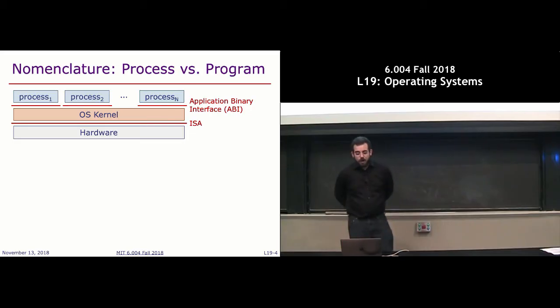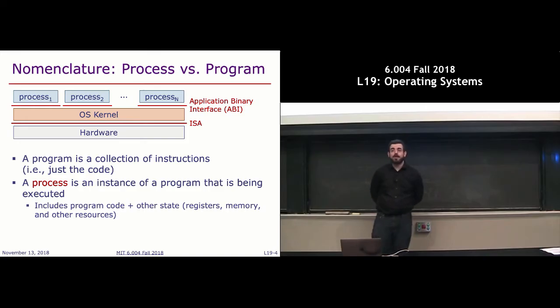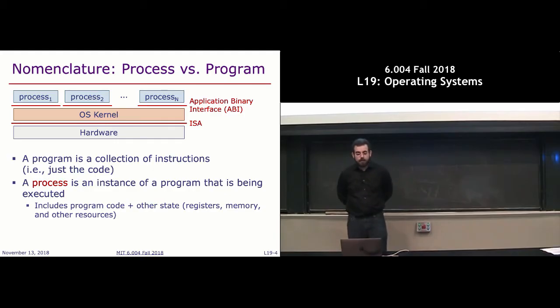First of all, the difference between a program and a process: a program is just the code, a collection of instructions. A process is a program that is being executed. So it's the code plus some other state: what values does it have in registers, what values does it have in memory, what memory does it have allocated, does it have any other resources, does it have any open files, is it talking to some other process over the network. That's the key difference: a process is just a running program.